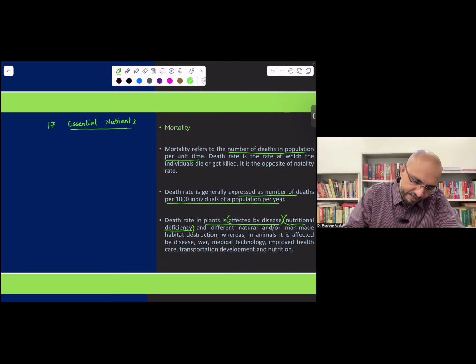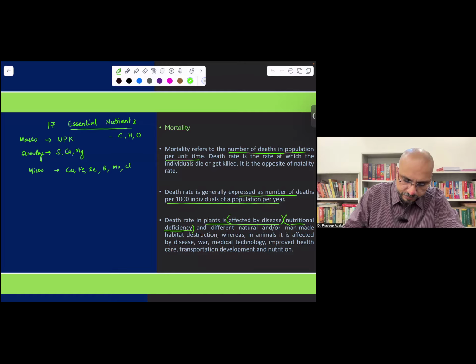So you might have heard about NPK. These are the macronutrients. These are secondary nutrients: sulfur, calcium, magnesium, and these are basic: carbon, hydrogen, and oxygen. These are basic elements. These are macro. These are secondary. And then you have micro: copper, iron, zinc, boron, molybdenum, chlorine.